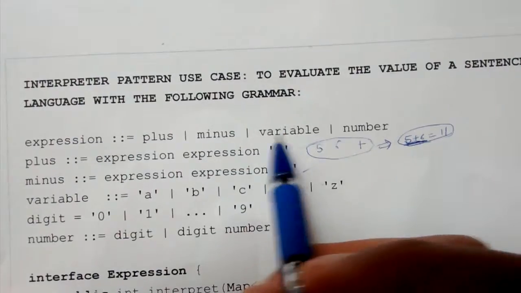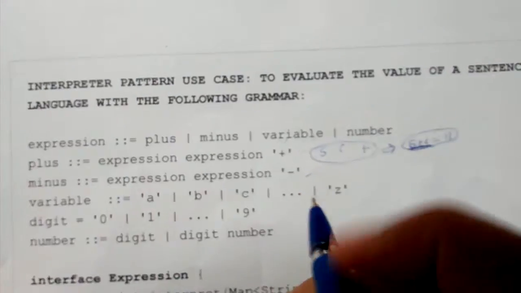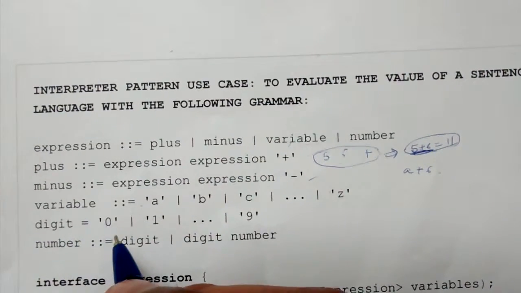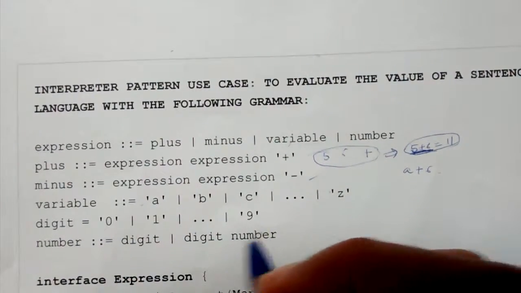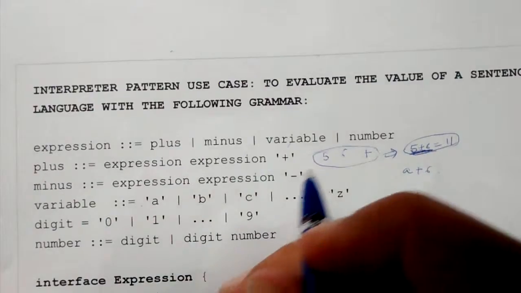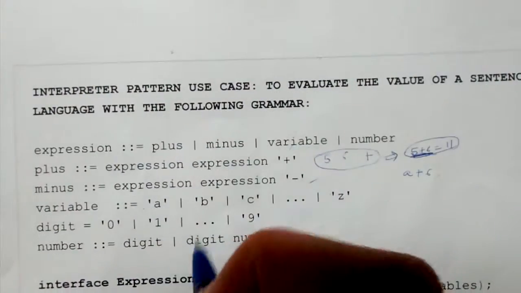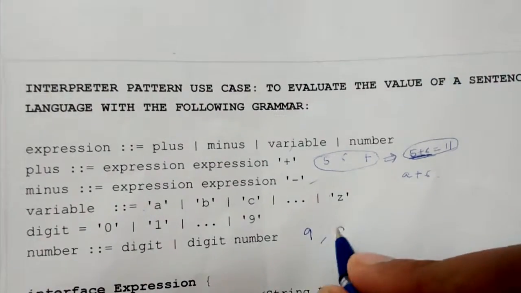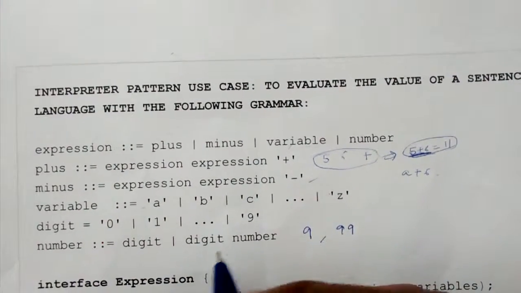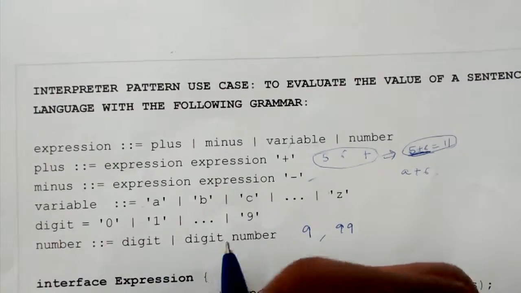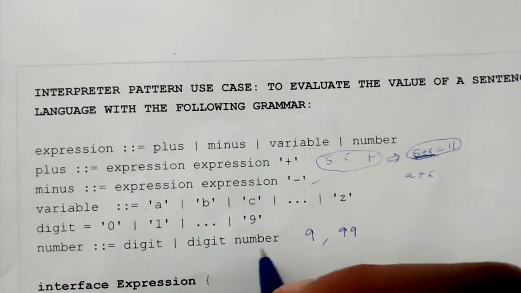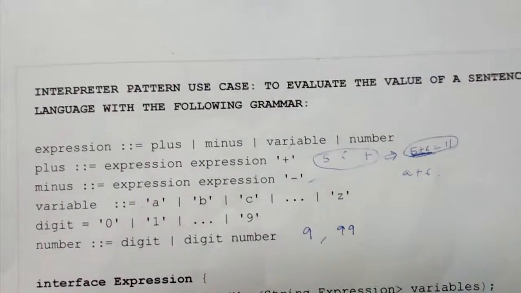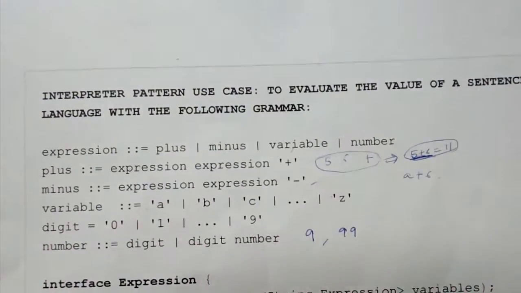An expression can be a variable, that is a, b, c. So we can be having a plus 6, something like that, or a digit that can be 0 to 9. And a number can be a digit or digit number, that is a number can be 9 or 99. Understood? That is one or more digits. That's what it means. So that's all.